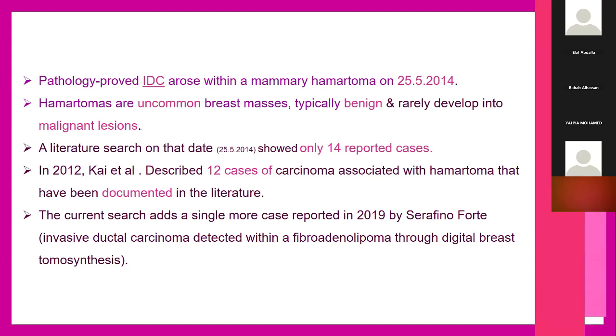And in 2014, when we discovered our case, there were 14 reported cases. Our case was number 15, but unfortunately it was not published. And in 2019, when I presented in a radiology symposium, I did another search in the literature, and I found only one additional reported case added to the literature.